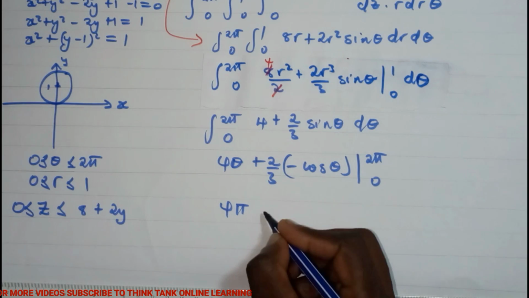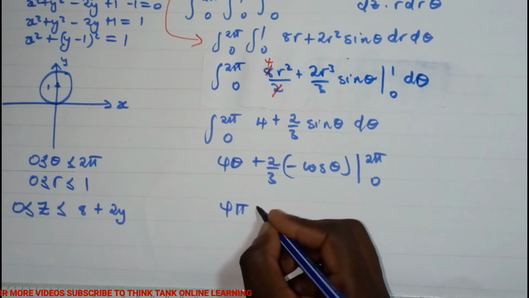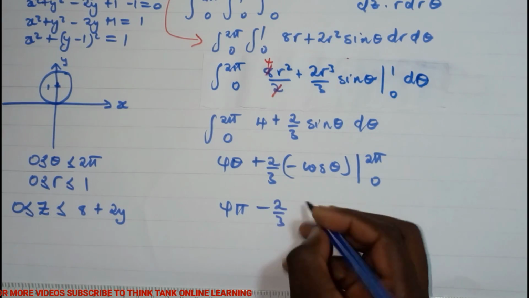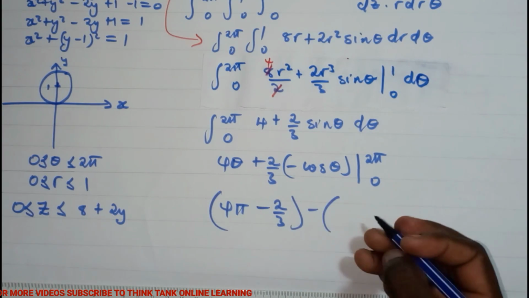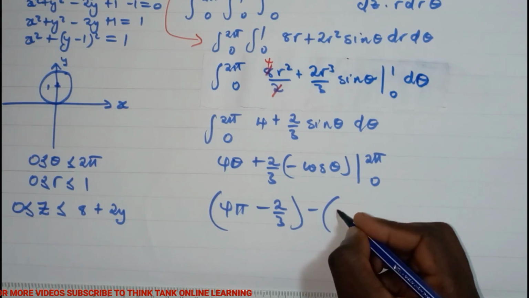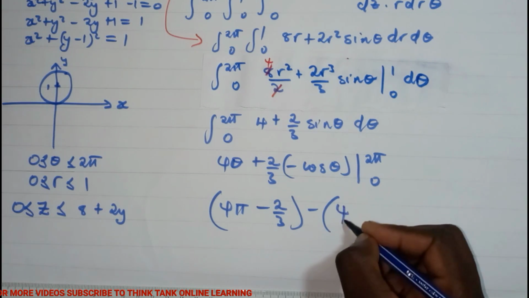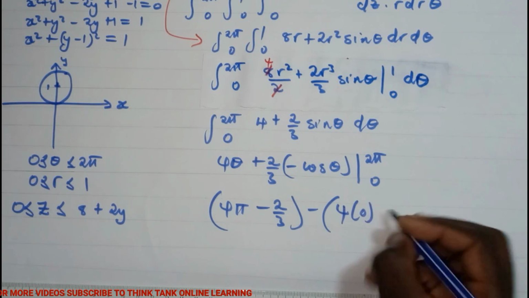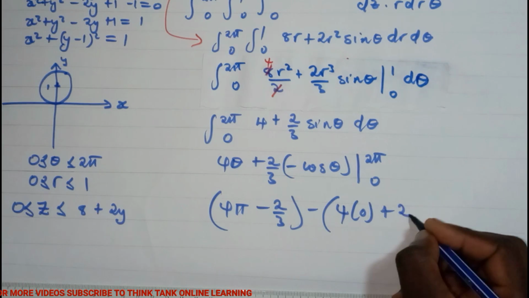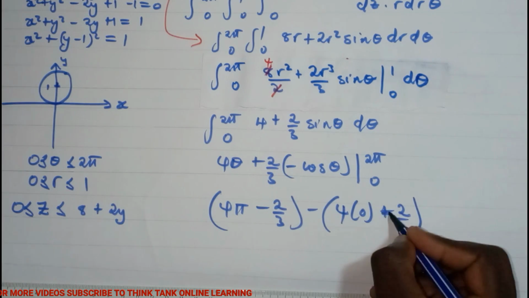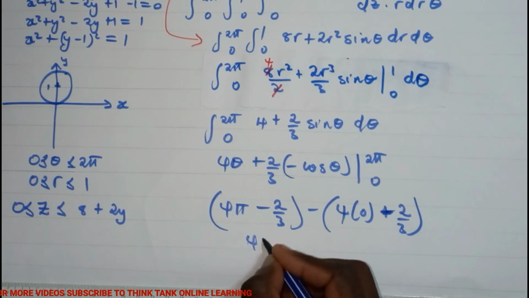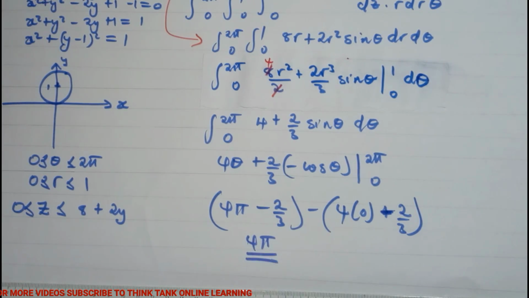We have 4 pi. We know that cos 2 pi equals 1 and cos 0 also equals 1, so the 2/3 terms cancel, and the 4 times 0 term vanishes. So our answer is 4 pi. This was it for this question.